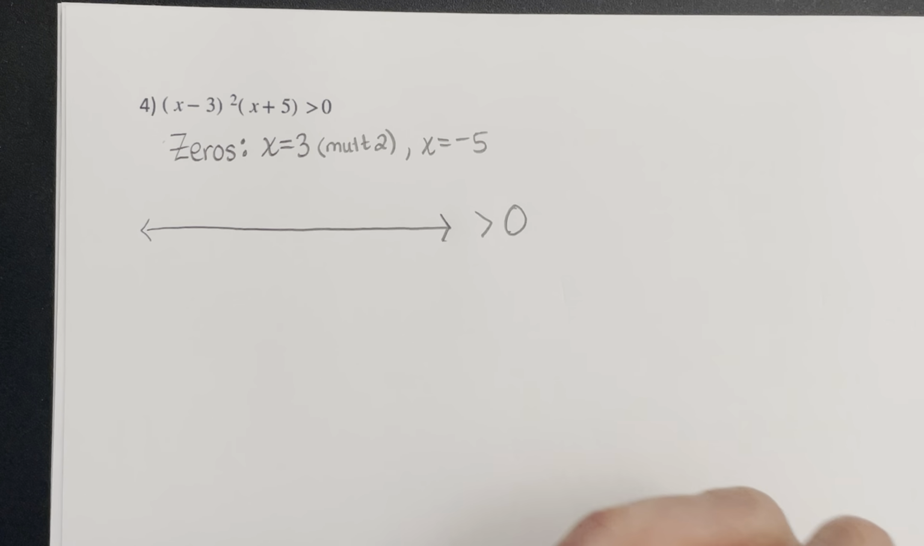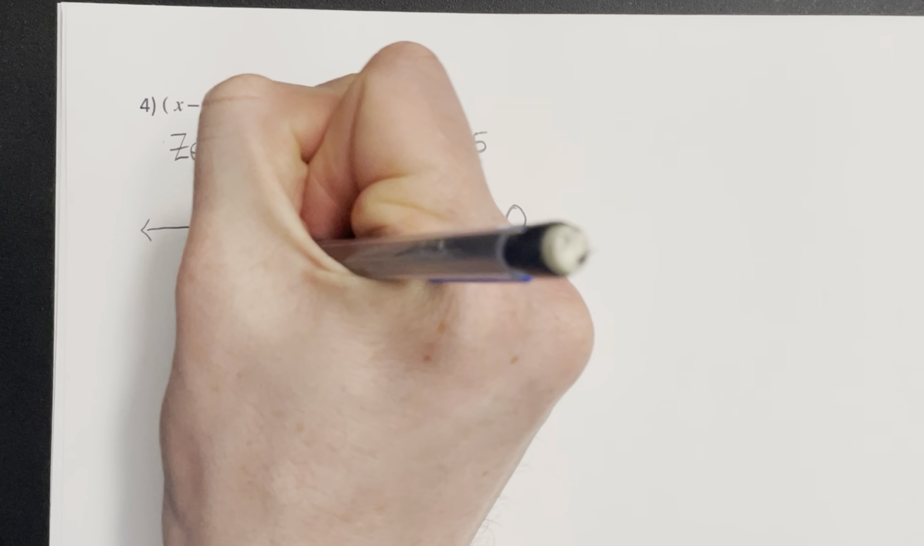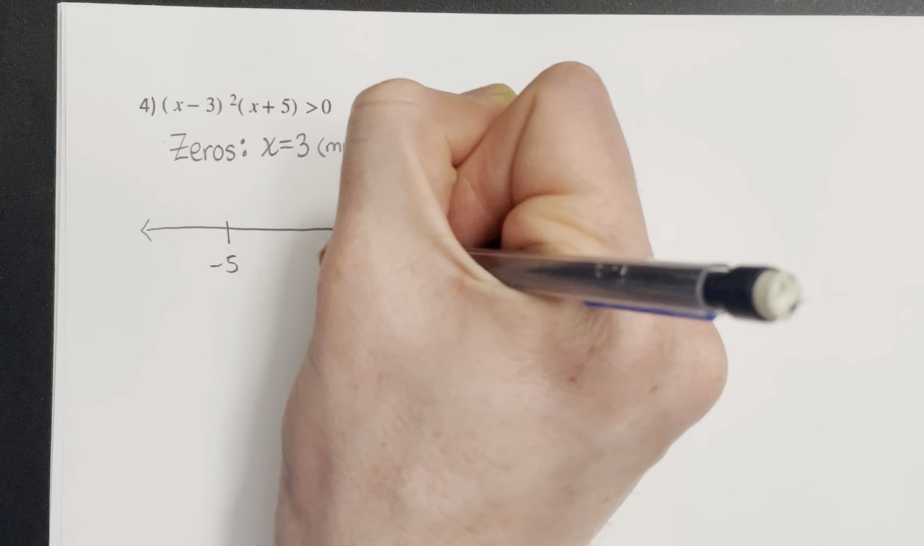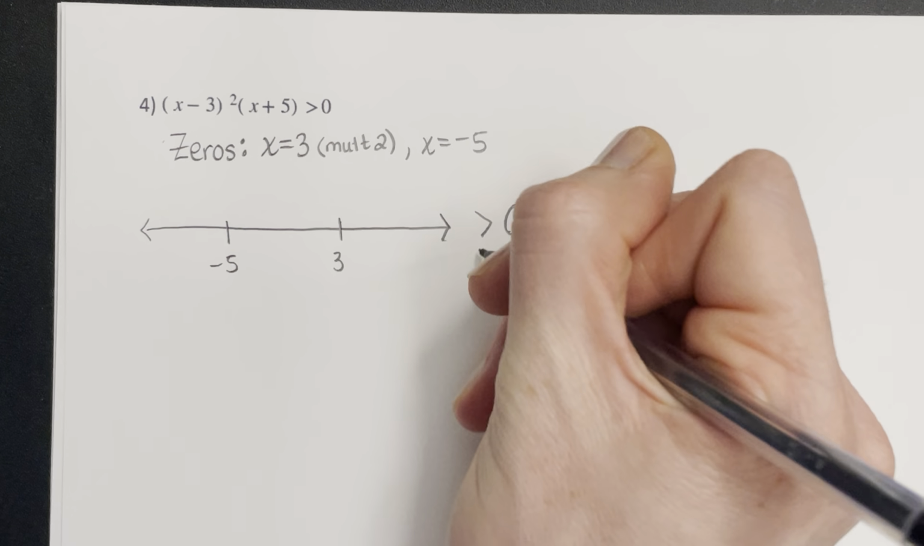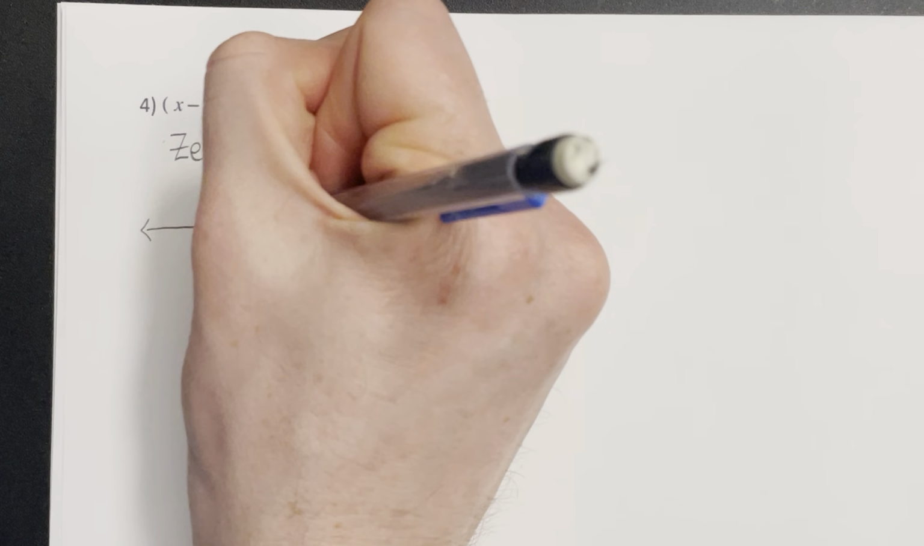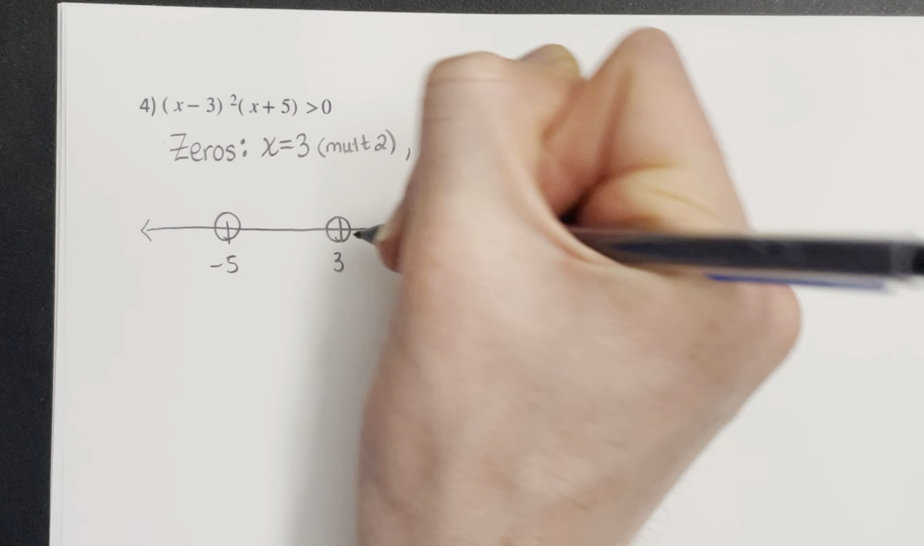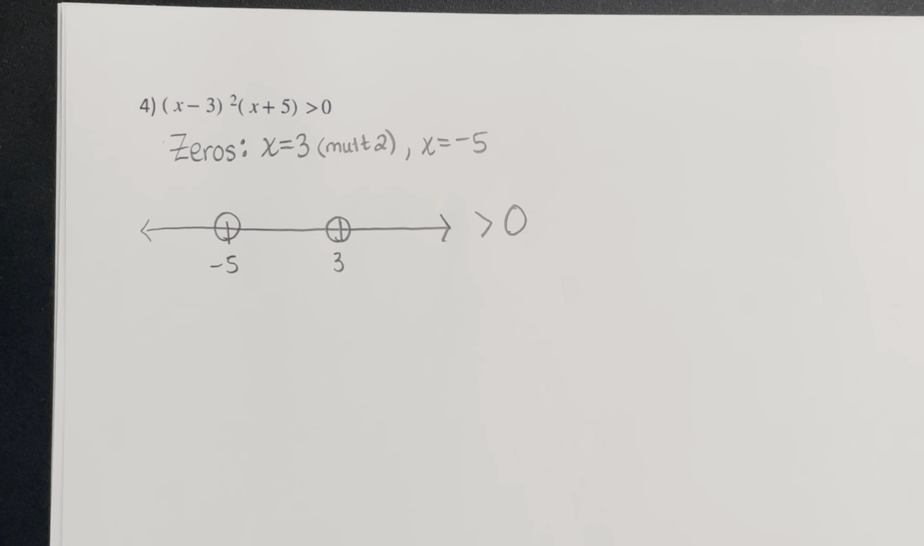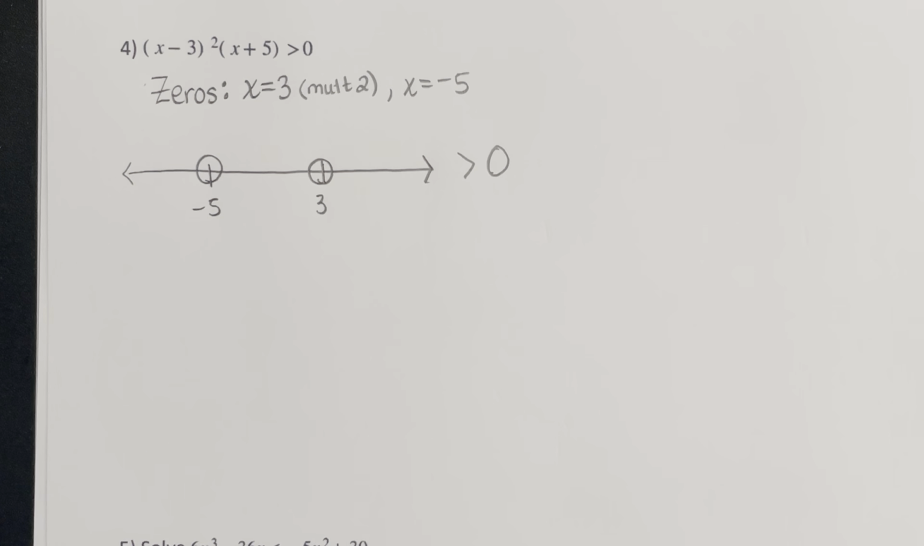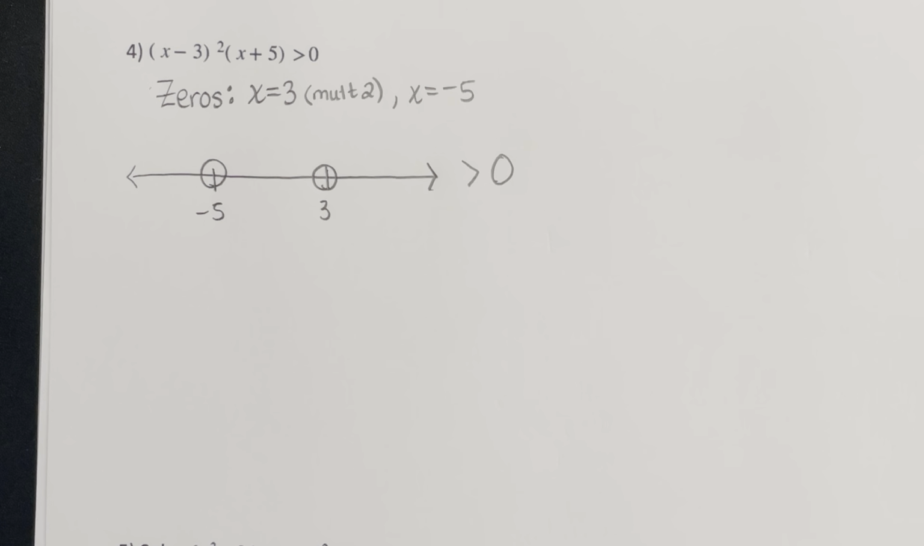So I put those zeros on the number line. I have -5 and +3. This inequality does not include those zeros. And then you do your sign chart analysis. If you want to pause the video and go ahead and do your sign chart analysis and test out your answer, that's fine. If you just want to keep going with me, we can do that too.